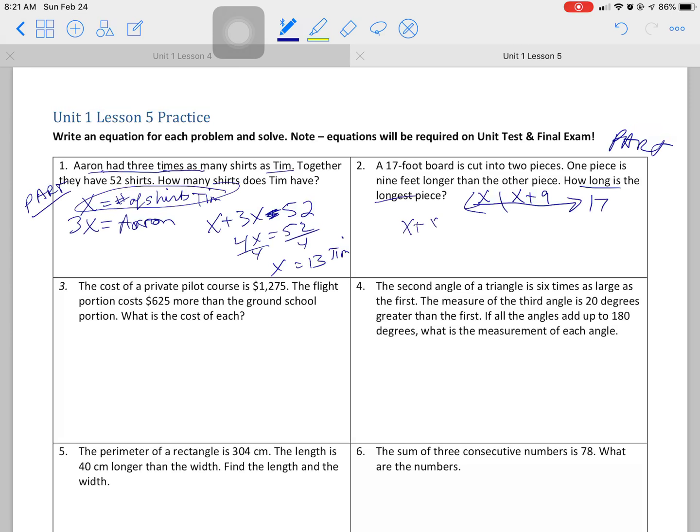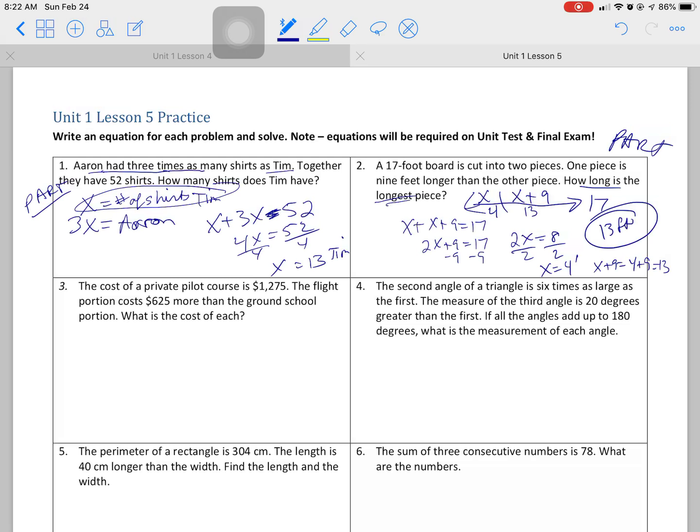So X plus X plus 9 equals 17. 2x plus 9 equals 17. Move the 9. 2x equals 8. Isolate the x. X equals 4 feet. So that means the smaller part is 4 feet. X plus 9 is the same as 4 plus 9, which is 13. So this must be 13 feet. How long is the longest piece? The final answer is 13 feet is what they were looking for. Okay.